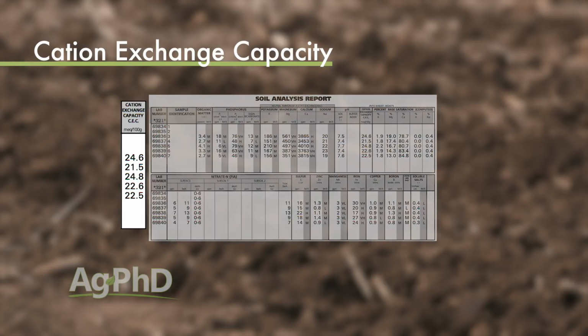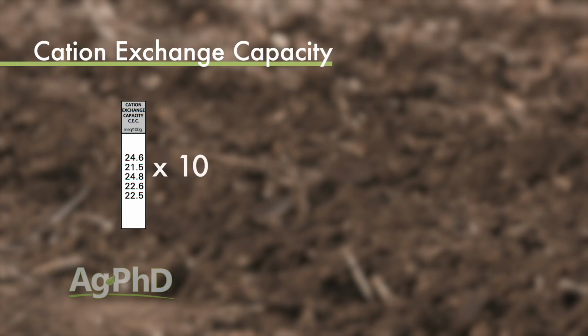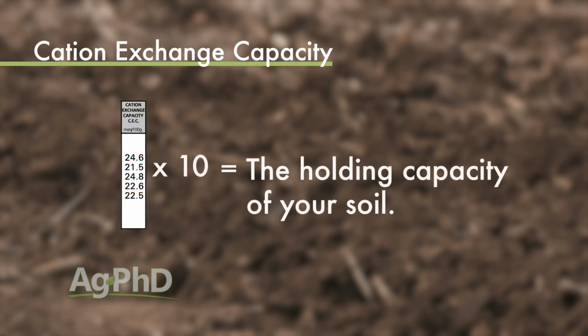So here's a real simple measurement that you can use. Cation exchange capacity. Get that on your soil test. Then multiply that number times 10. That'll tell you the rough holding capacity of your soil. Is that going to be exact? No, it's not. But that will at least give you a rough idea. It'll get you relatively close. A lot better than saying, oh, I have heavy ground or I have light ground.